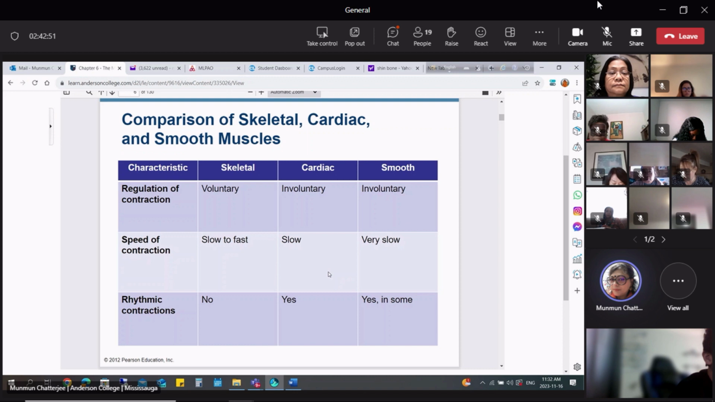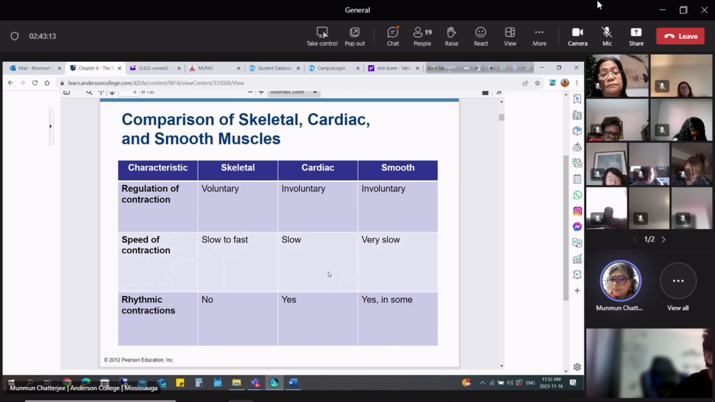Okay. So now regarding the functional part, which muscles do what type of function? Skeletal muscle is voluntary as it is connected with the skeleton. So whenever you need, you can move. So it's called voluntary.